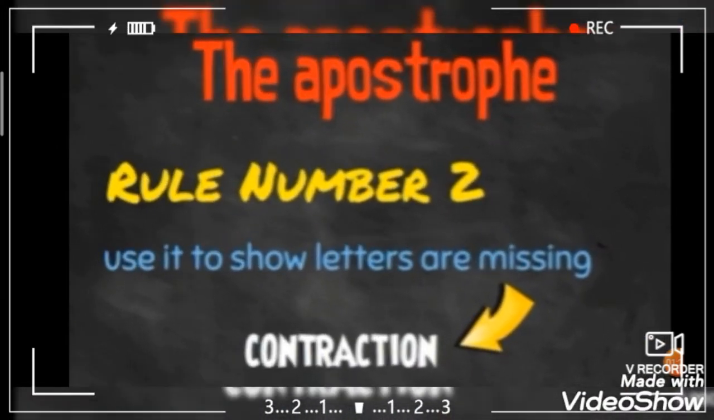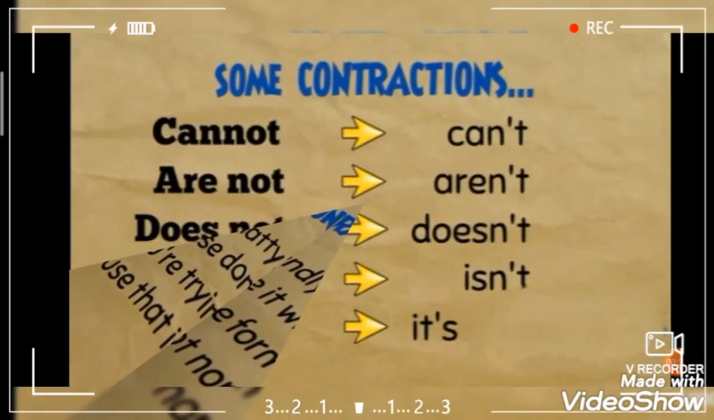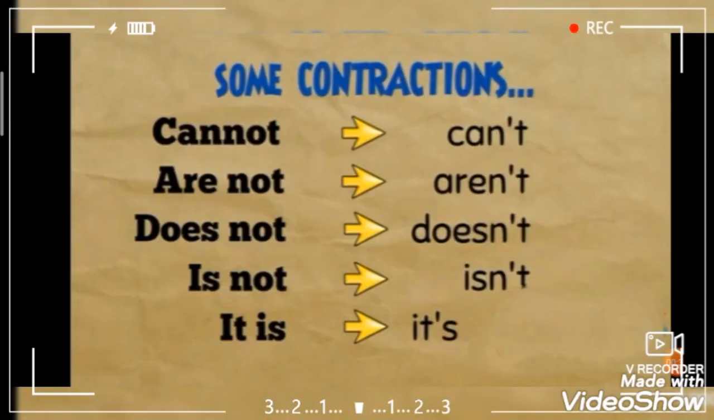Apostrophe rule 2: use it to show letters are missing. Contractions. Some contractions, for example: cannot becomes can't. O is dropped. Are not becomes aren't. Does not becomes doesn't. Is not becomes isn't. It is becomes it's.